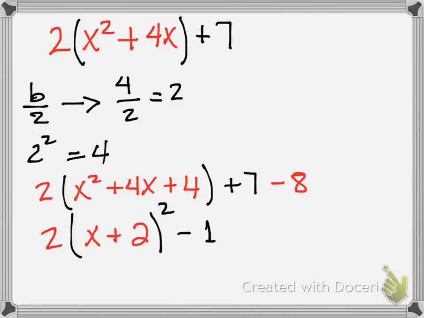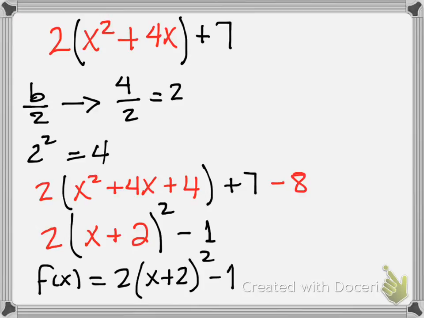I have the 2 in front, so it becomes x plus 2 quantity squared. Then we have the plus 7 minus 8. That becomes negative 1. So the final answer of this, to change this from general form to vertex form, is 2 times the expression x plus 2 quantity squared minus 1.